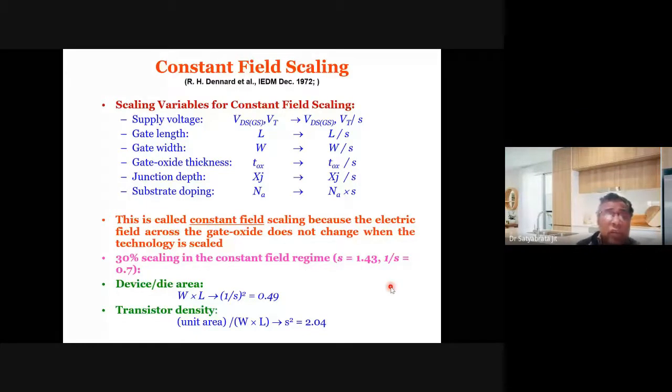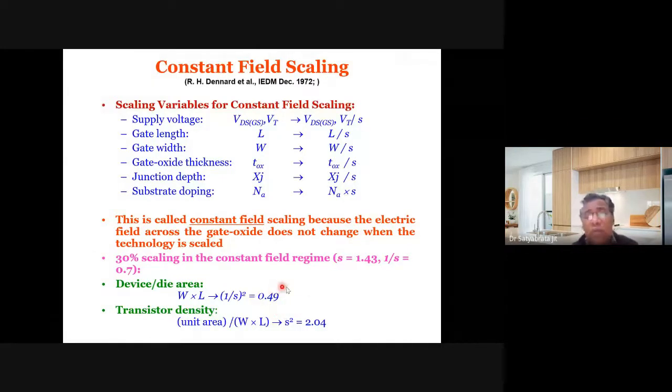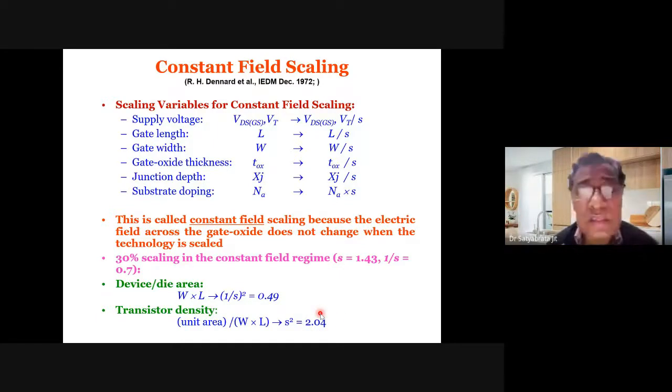Then what is the effect? Now the device die area. Consider the initial area was W into L. Now it should be W by S into L by S. So the reduction is 1 by S square, that means nearly 50% chip area reduction. So now what will happen to the transistor density? At the same area, we can now fabricate two transistors. So the transistor density is increased by twice. That means the density of transistors in the IC can be doubled by using this scaling theory.